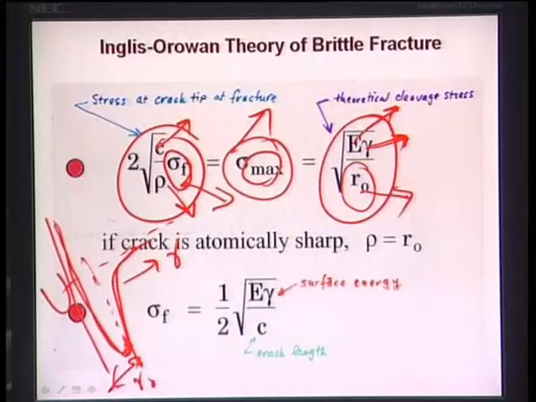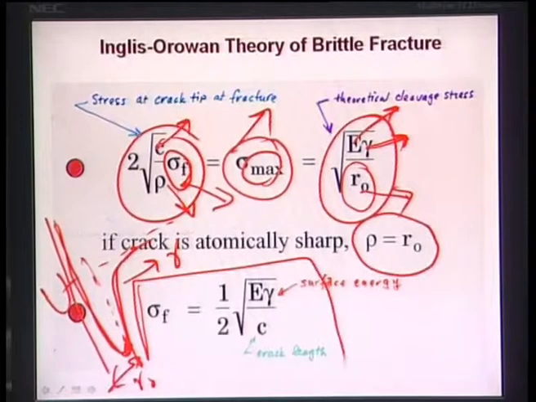So R naught is nothing but the equilibrium bond distance, and if the crack is atomically sharp, then rho is taken as R naught, and from that you can find that sigma f is equal to half of E gamma over C, where E is the elastic modulus, gamma is the surface energy, and C is the crack length.